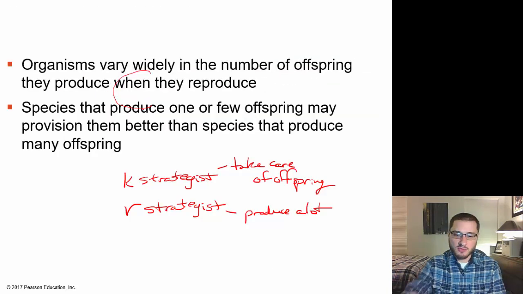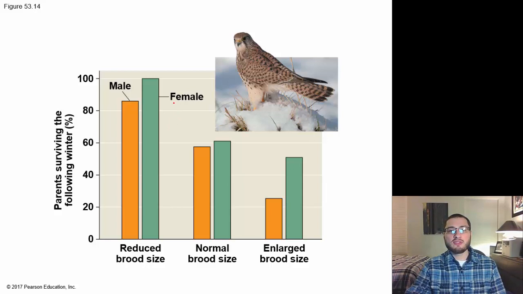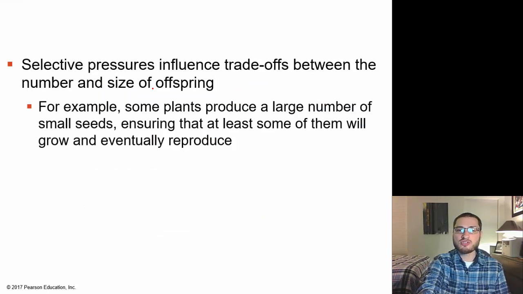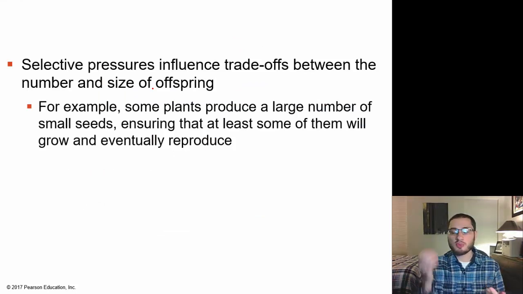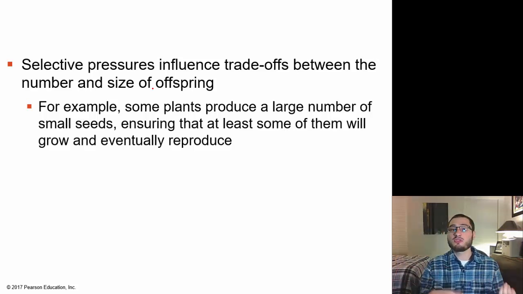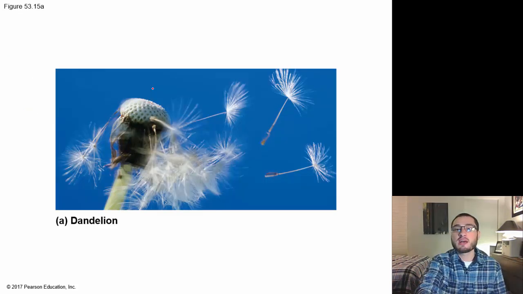So for them, the best is if you have this reduced brood size. So selective pressures influence trade-offs between the number and size of offspring, and it really depends on which population or which species you're talking about. So some plants reproduce a large number of small seeds, ensuring that at least some of them will grow and eventually reproduce, and then you have other ones that are going to do the opposite.